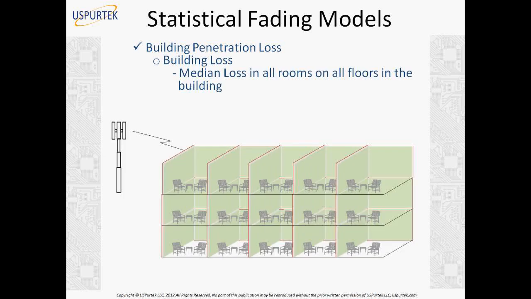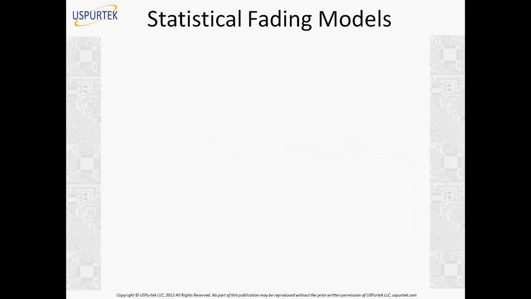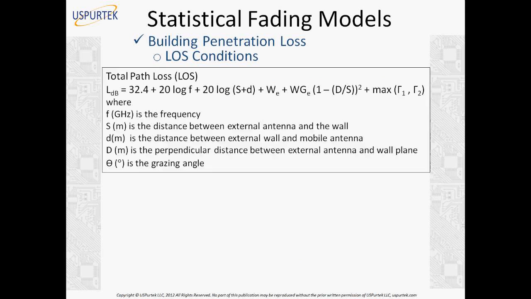Then building loss. We consider all the floors and all the rooms in the building, and just measure the median loss in all rooms on all floors in the building. That is the building loss. So when you are designing a wireless LAN network, or just trying to analyze how the signal is received inside the building, all these losses have to be considered.